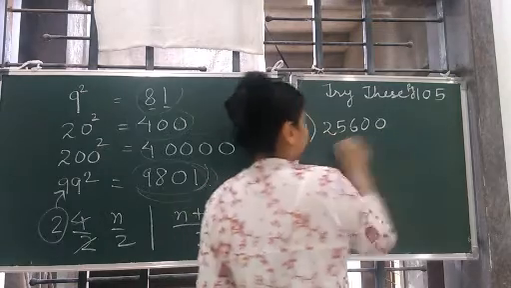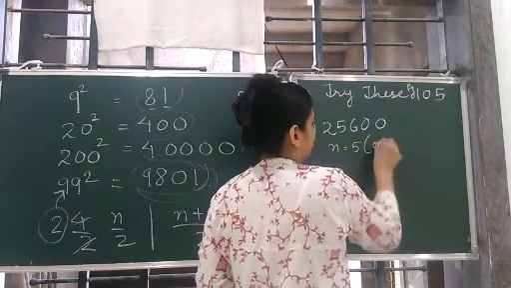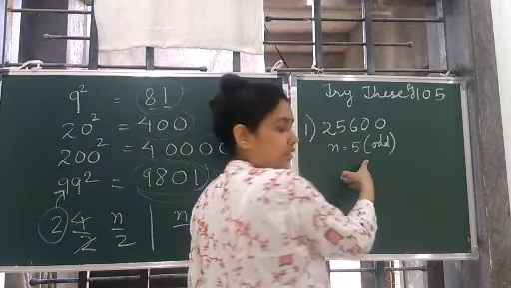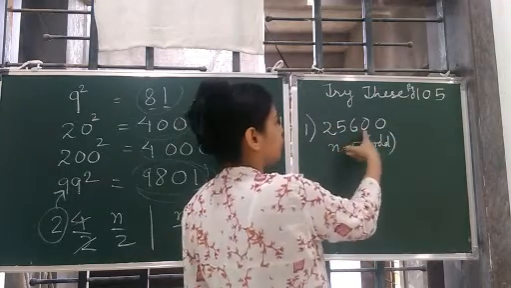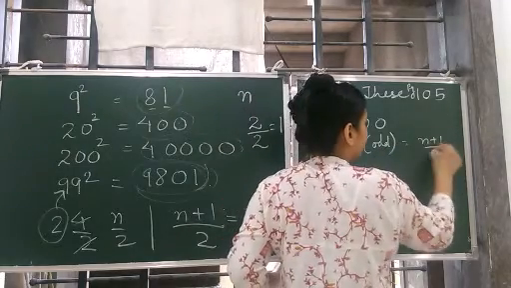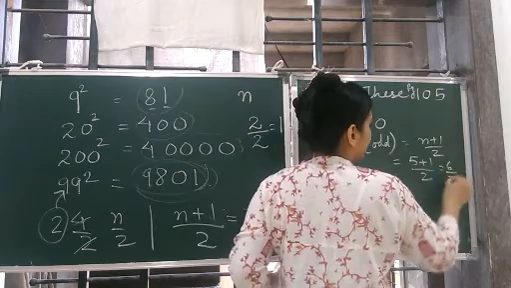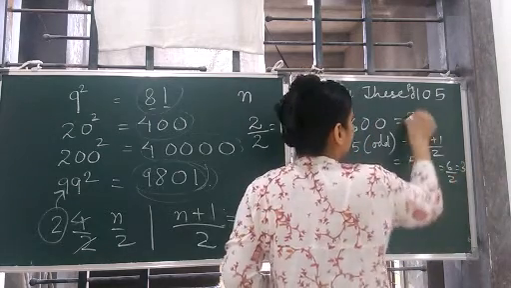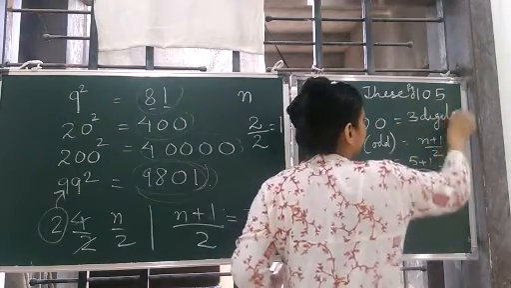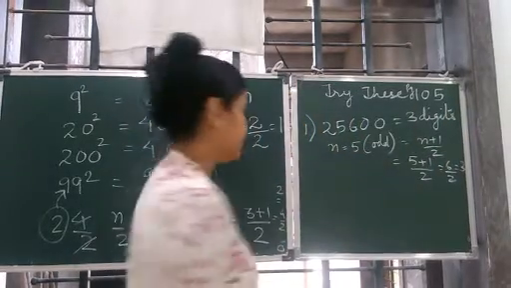n is how much? 1, 2, 3, 4, 5. n is 5. That is odd. Here n means the number of digits. Since it is odd, we do n plus 1 by 2, that is 5 plus 1 by 2, that is 6 by 2, which is equal to 3. So this number will have 3 digits.